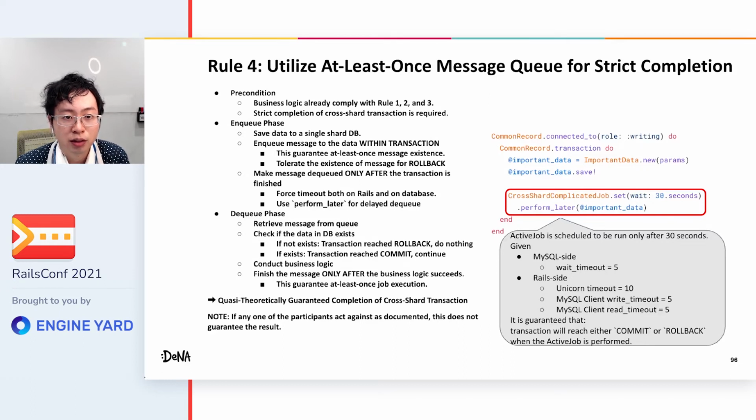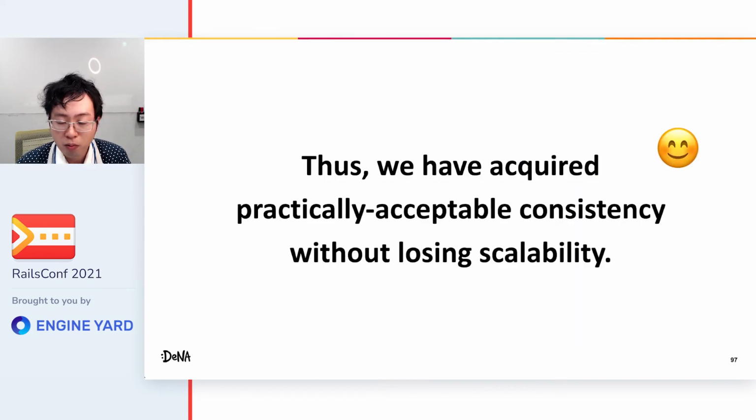If it exists, then the transaction reached commit. Continue the process. Then conduct idempotent business logic and be sure to finish the message only after the business logic succeeds. This guarantees at least once job execution. Also, do not forget to consider the risk of Ruby process crash. By this architecture, we have achieved a quasi-theoretically guaranteed completion of cross-shard transactions. Thus, we have acquired practically acceptable consistency without losing scalability.